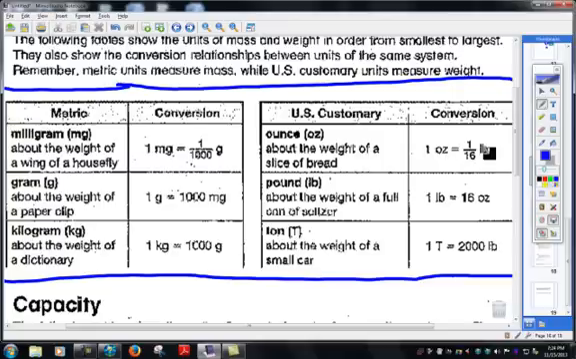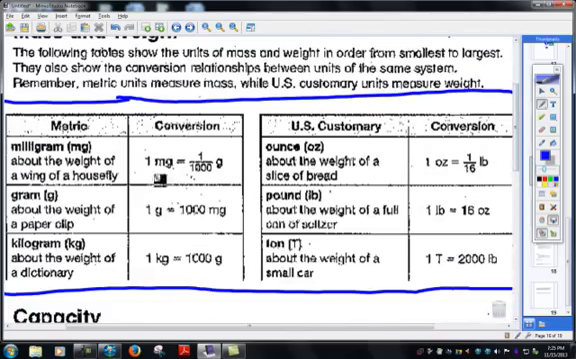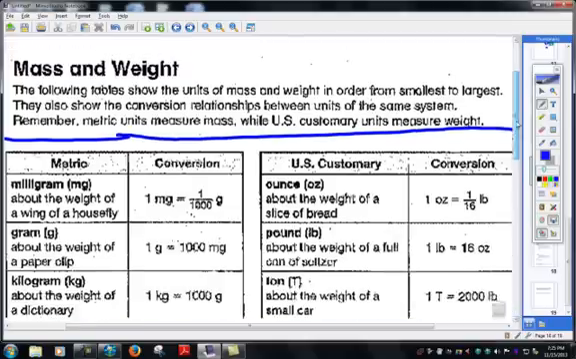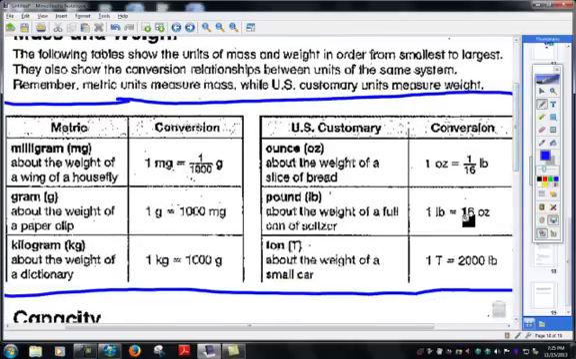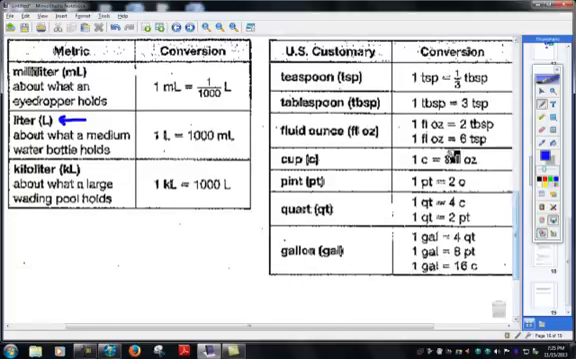But you can see 1 ounce equals a 16th of a pound, just like 16 ounces equals a pound. Okay, that makes sense. So that's more mass and weight, like you were doing in Glass Burns a week ago, grams and kilograms, all that stuff. And the capacity is more like volume. You're talking about liters and milliliters, which is what you used a lot in Glass Burns.